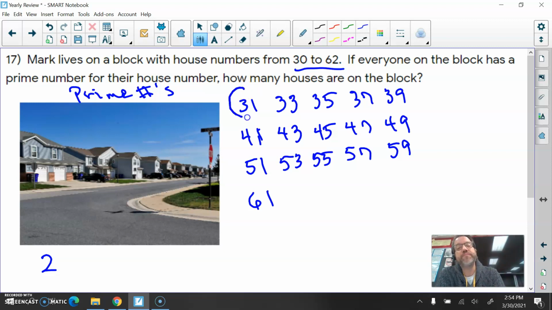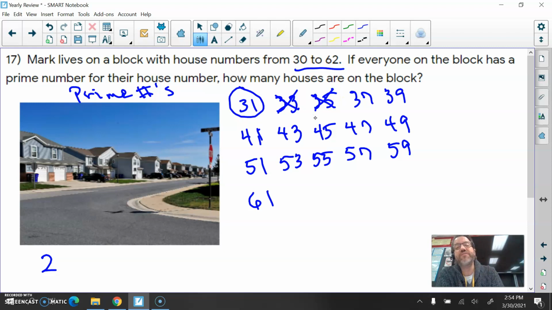31 is prime. The only numbers that go into it are 31 and 1. Nothing else will divide nicely into it. Now 33 is composite, because guess what? 3 goes into it 11 times. So I'll get rid of that one. 35 is composite. Anything that ends in a 5 can be divided by 5. 5 times 7 is 35.